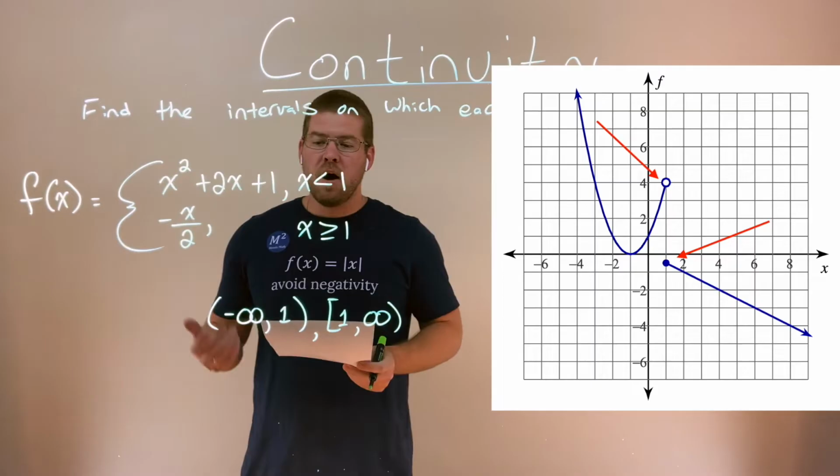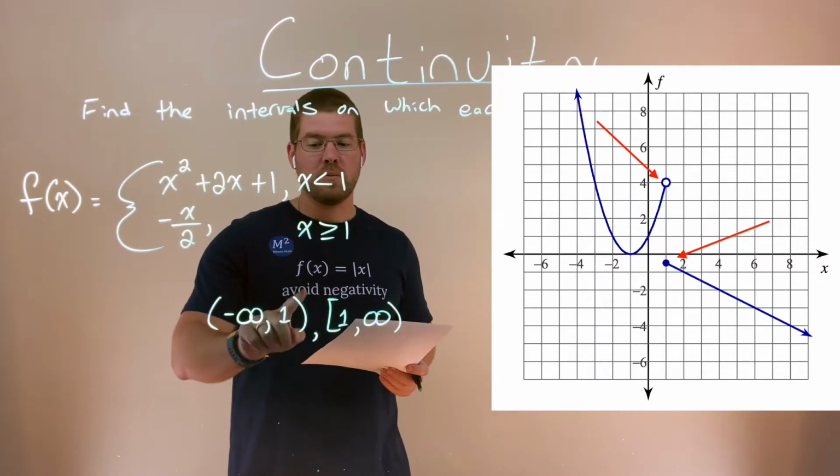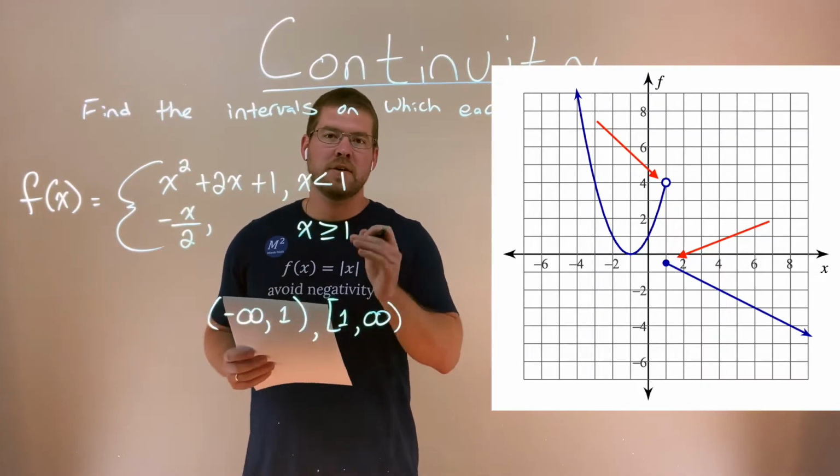So anyway, our final answer here is it is continuous from negative infinity to 1 with a closed parenthesis there, and then a bracket from 1 to positive infinity.